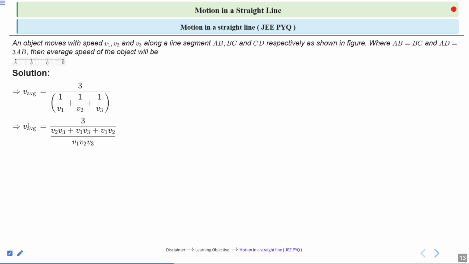So average velocity is equal to, solving this, take LCM v1 v2 v3, and this becomes v2 v3 plus v1 v3 plus v1 v2, and 3. So the term that is in the denominator comes as the numerator. So the equation becomes 3 v1 v2 v3 divided by v1 v2 plus v2 v3 plus v1 v3. So this is the correct answer. Clear?